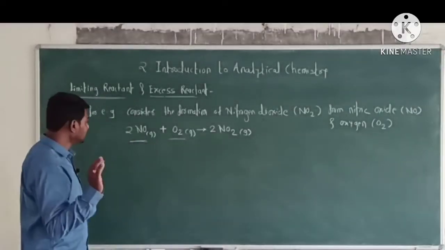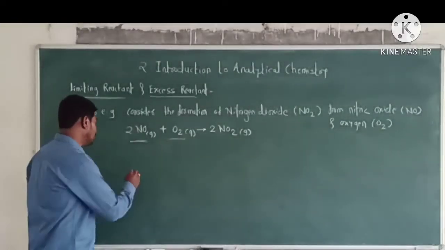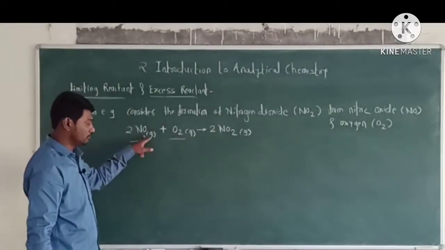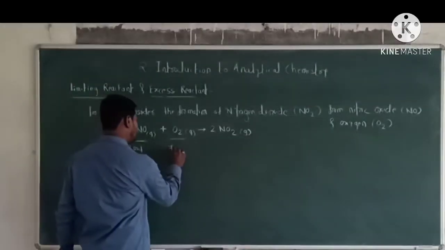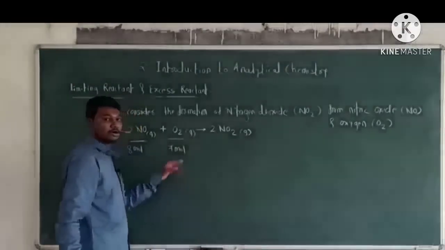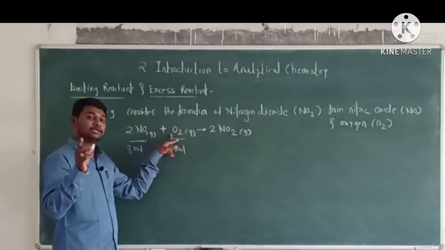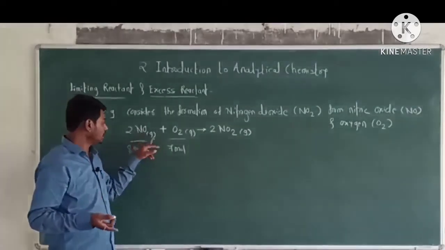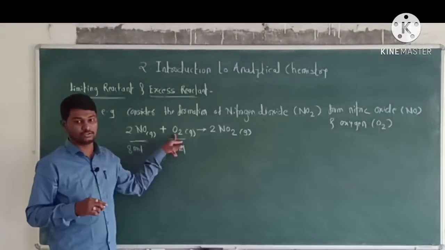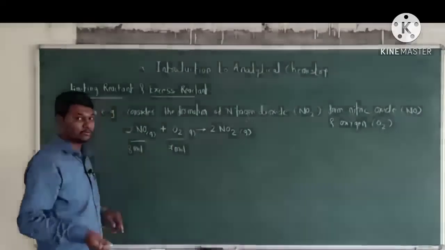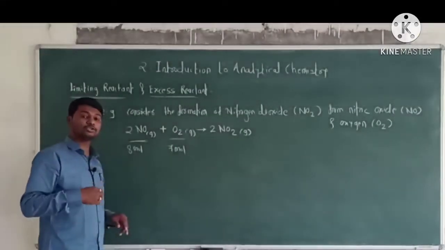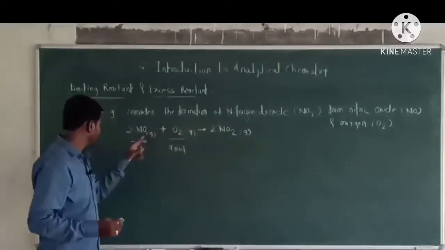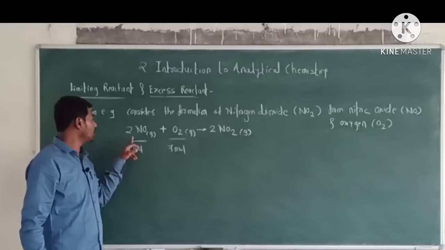Suppose initially we have 8 moles of nitric oxide and 7 moles of oxygen. Okay. Now first of all, calculate the number of moles of NO2. NO2 will be formed from the 8 moles of NO.